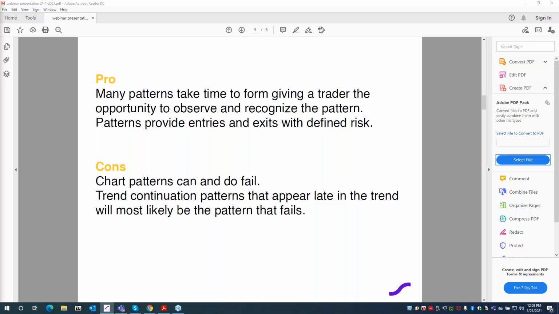Now, the cons to chart pattern reading is that it can and does fail. Trend continuation patterns that appear late in the trend will most likely be the pattern that fails. So it's what I was mentioning to you guys as well, say, for example, an uptrend. What goes up must come down. As you can see through the examples that we'll go through, sometimes you might think something is continuing upwards, and as you think it's going to continue upwards, it just drops like a rock, out of nowhere.